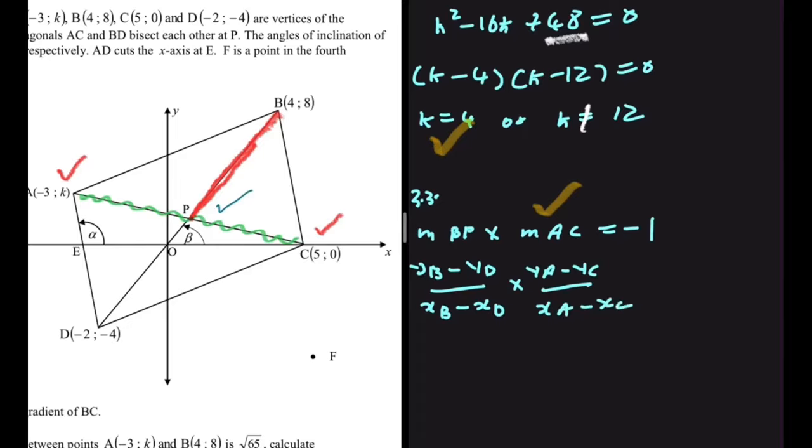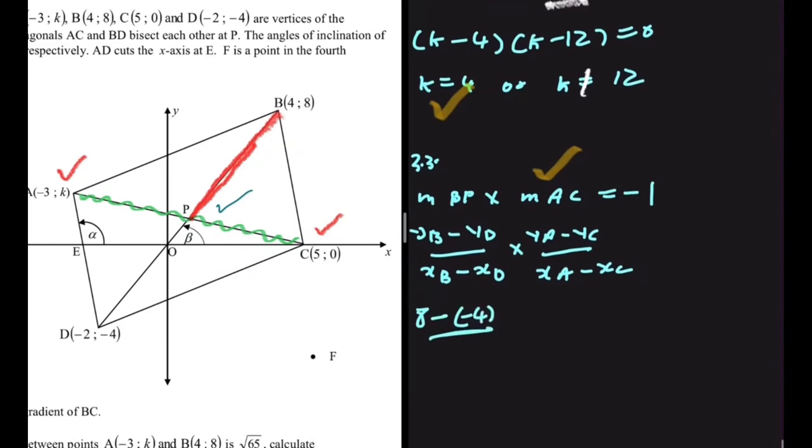Right. And then what is y of B? Y of B is 8 minus y of D, which is minus 4, divided by x of B, which is 4, minus x of D, which is minus 2.